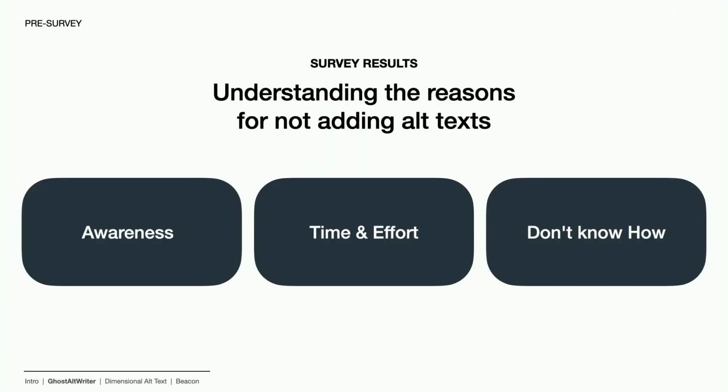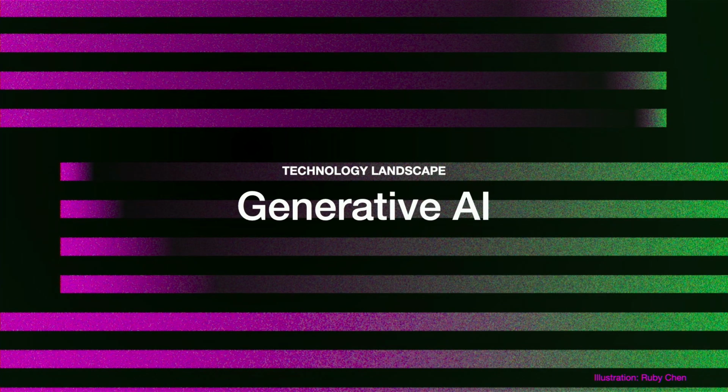Here are 3 main reasons why we often don't add alt text. There are awareness issues, time constraints, and lack of knowledge on how to write good alt text. Last month, OpenAI announced ChatGPT that can read photos and explain what's in them. Can ChatGPT write alt text for all of us? Through the research, I discovered why we need to include humans in the loop for alt text writing.